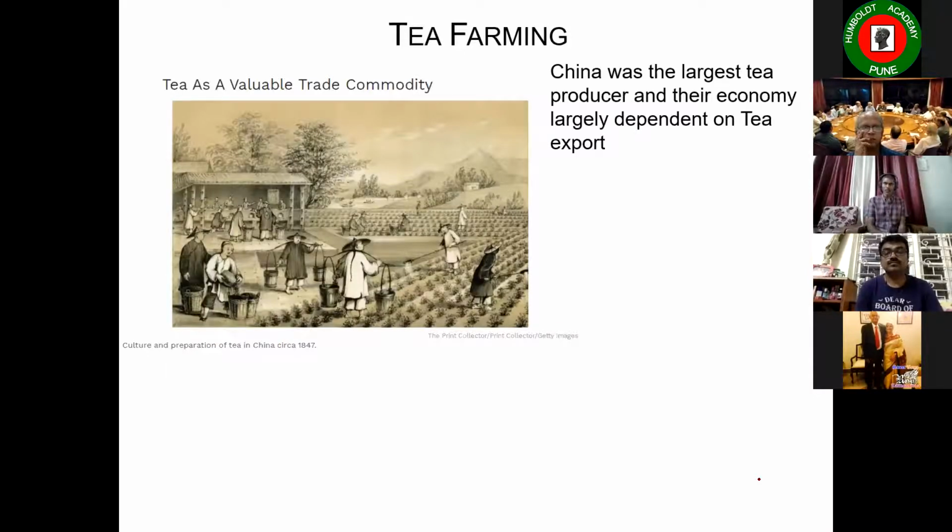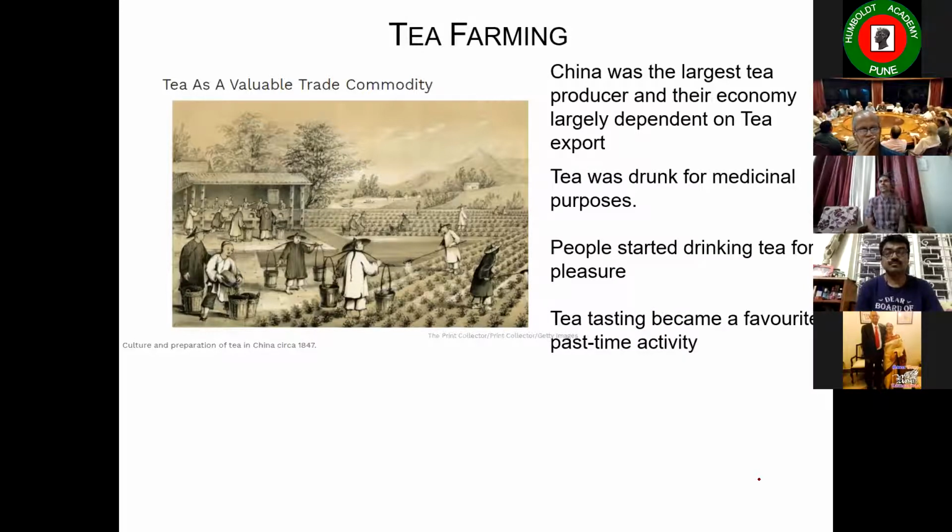So tea farming. China was the largest producer of tea, and their economy was largely dependent on tea export. I'll give you the data. This is one of the old pictures. Tea initially was drunk for medicinal purposes, and then people started drinking it for pleasure, right? So a lot of people started drinking tea, and tea tasting became a favorite pastime activity. Like the wine tasting you see in Europe, there was tea tasting in China.